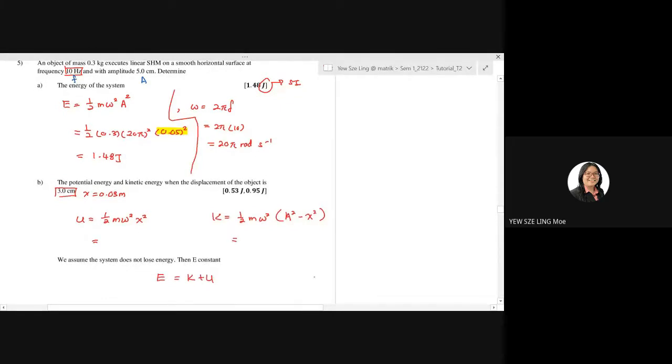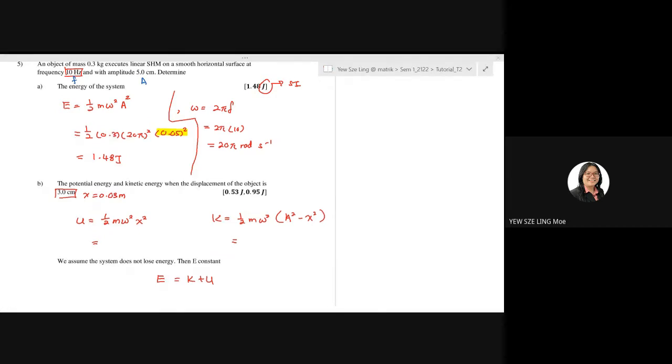If you calculate U first, then you can calculate K by using E equals K plus U. If you calculate K first, then you can determine U by using E equals K plus U as well. So this is how you solve question number 5B. I give you 2 minutes to complete the question. Actually, we are done. So let's stop the recording first.